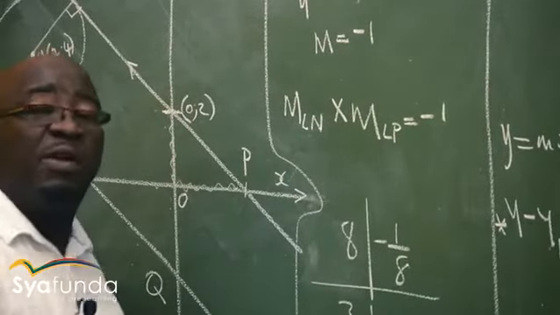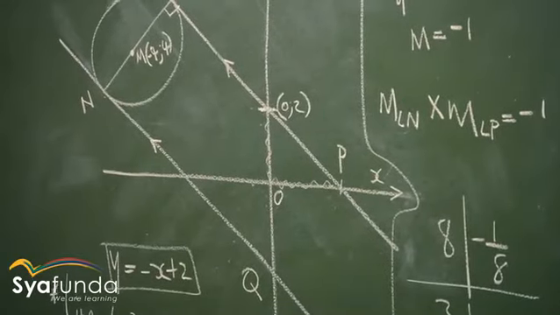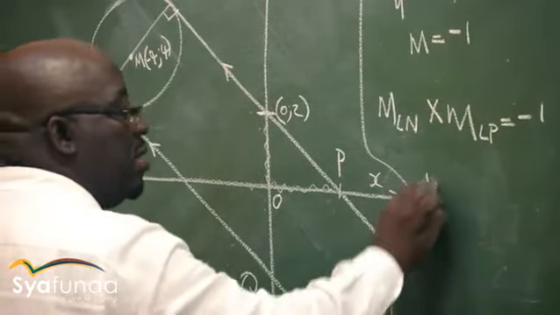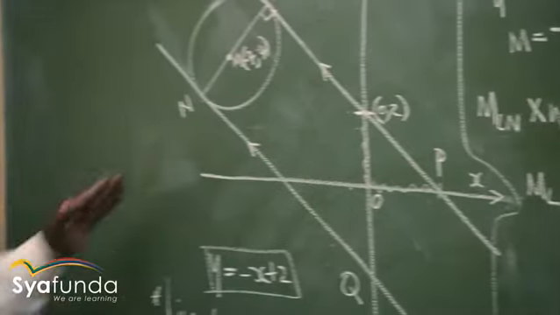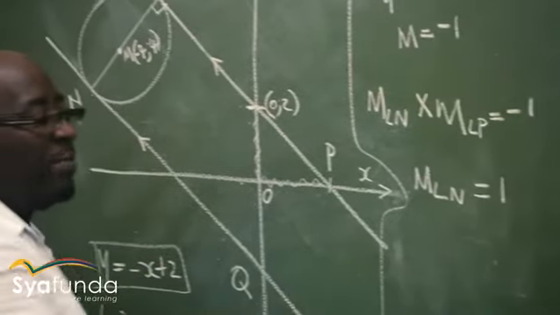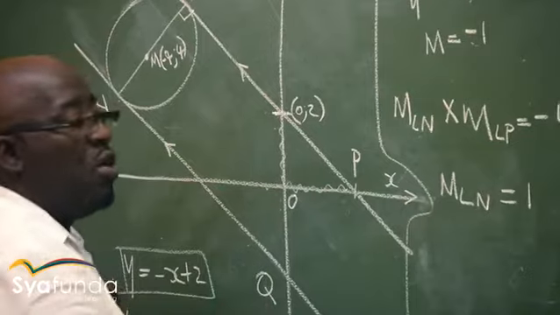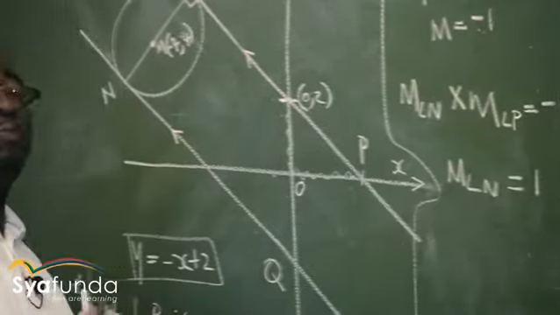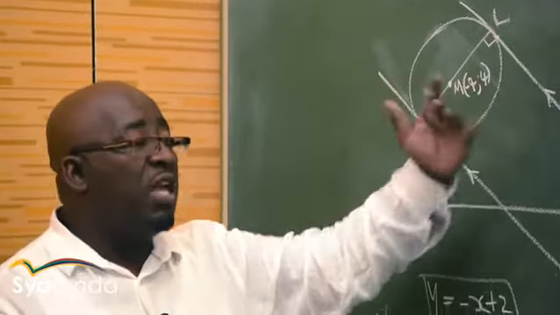The other gradient must be equal to positive 1. It must give us a positive 1. Hence, we know from this information that the gradient of the diameter LN will then be equal to positive 1, because when I multiply this and that, I must get minus 1. Let's check it. What is 1 times minus 1? It is equal to minus 1. So it is true that when you multiply the gradients of perpendicular lines, you get minus 1.